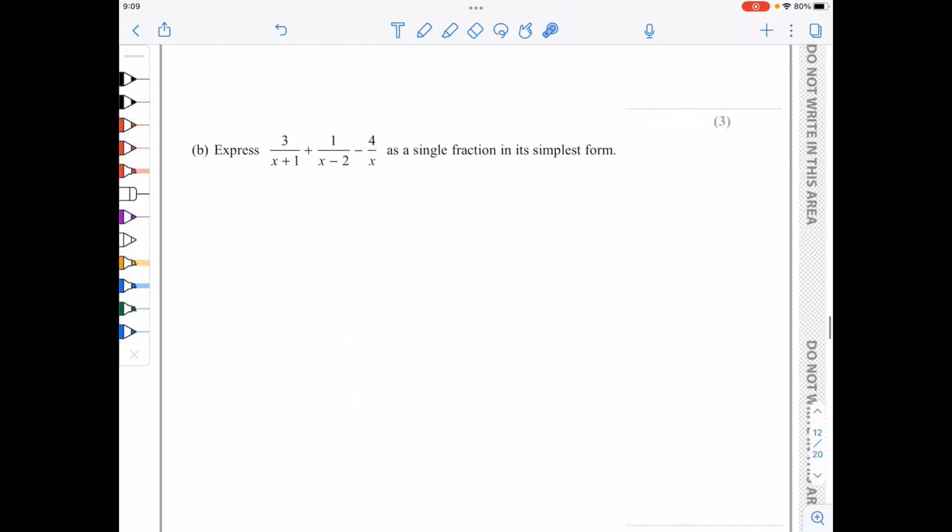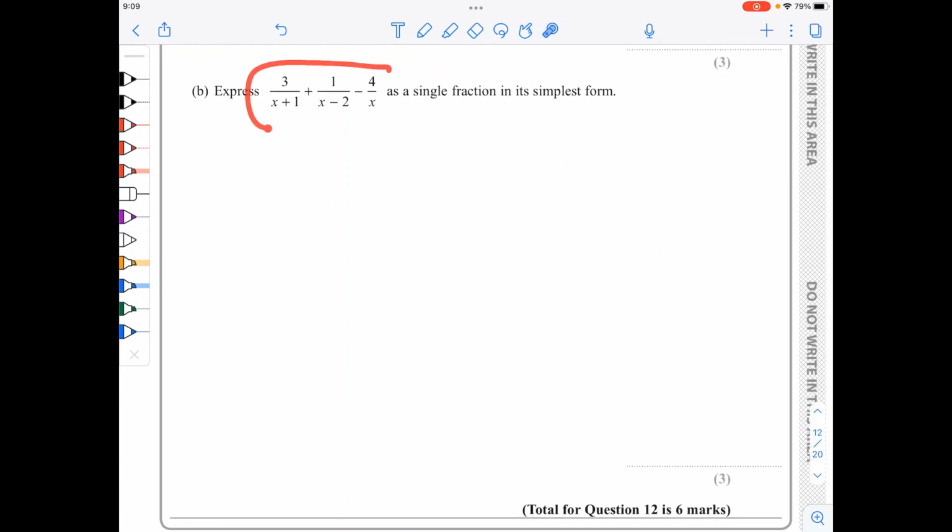B, we need to express this as a single fraction. Well, I'll have to start by considering the LCM, which is just the product of the three denominators, x + 1, x − 2. The first fraction needs to be multiplied by x − 2 in order to make the denominator be the same as the LCM. The second fraction needs an x + 1, and the final one, it needs an x + 1 times x − 2.